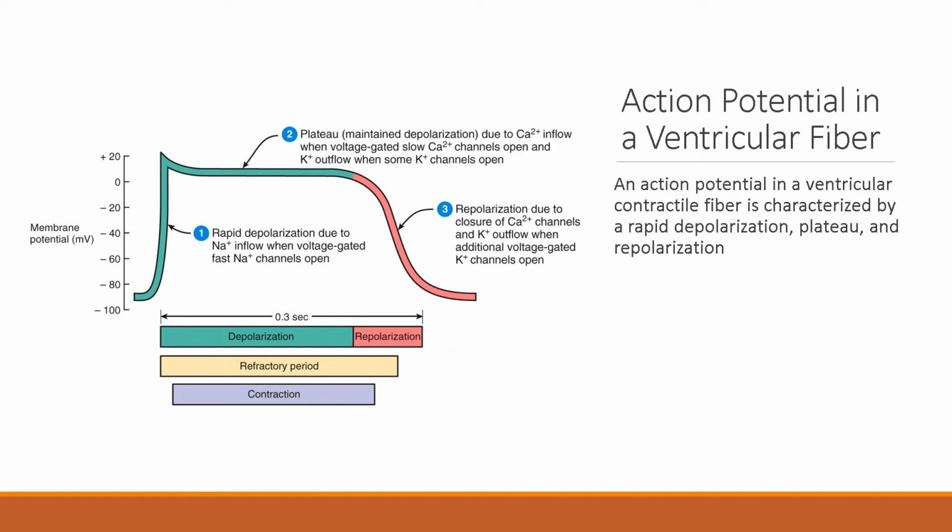The action potential initiated by the SA node will travel along that conduction system that we just talked about, and it spreads out to excite the working atrial and ventricular muscle fibers, and these are called the contractile fibers. So the contractile fibers are fibers of the atrial and ventricular muscle that are actually going to do the pumping, actually going to do the contracting of the heart.